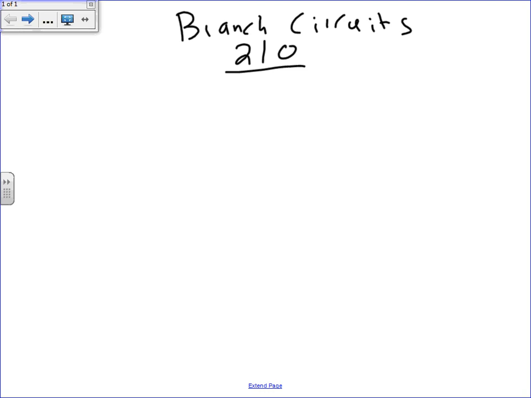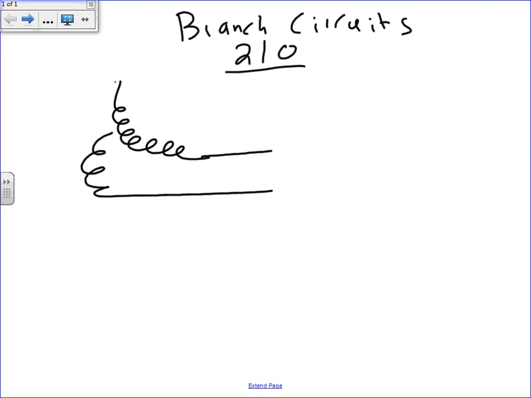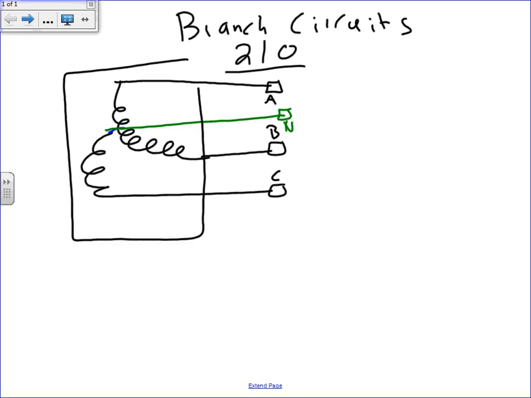Okay, before I start, guys, we talked about branch circuits many times, but we talked about branch circuits from a three-phase point of view. So here's what you need to understand fully when you have a branch circuit from a three-phase point of view. This is phase A, phase B, phase C, and I'm going to have my neutral, green. My neutral is coming over here, and this is my neutral. And this is what we call the three-phase transformer, your start point.